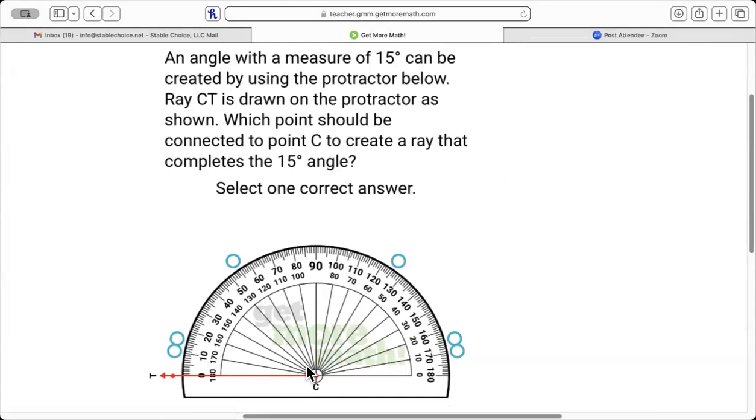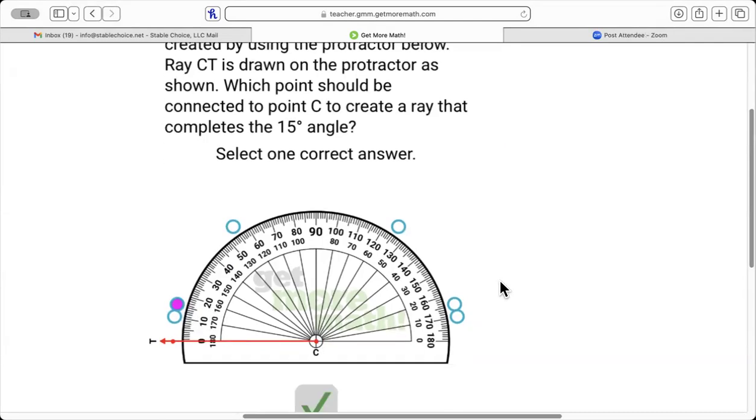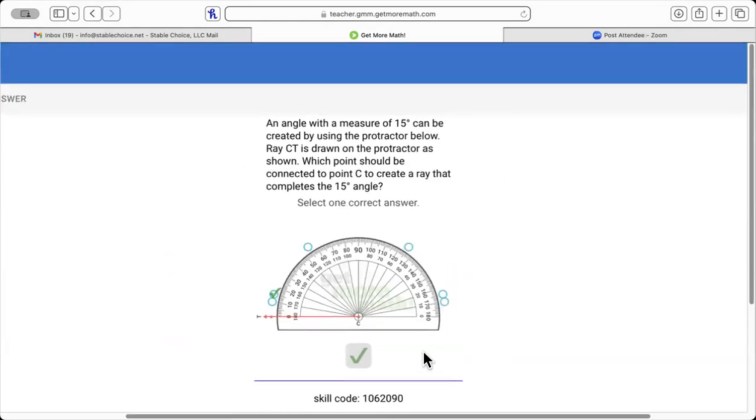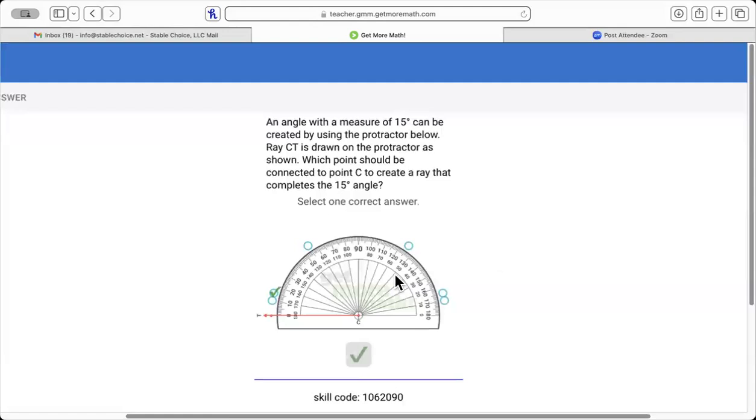So again, if we're 15 degrees, we're going to stay here on the smaller numbers. Remember, they can face either direction, but since here's our ray, we're going to be at 15. So 15 is directly between 10 and 20. So it's this longer line in between, because again, there's 10 little marks between 10 and 20. So that would be our answer there, just identifying which one we're going to choose. All right, and it checked it, so we know that it's right.